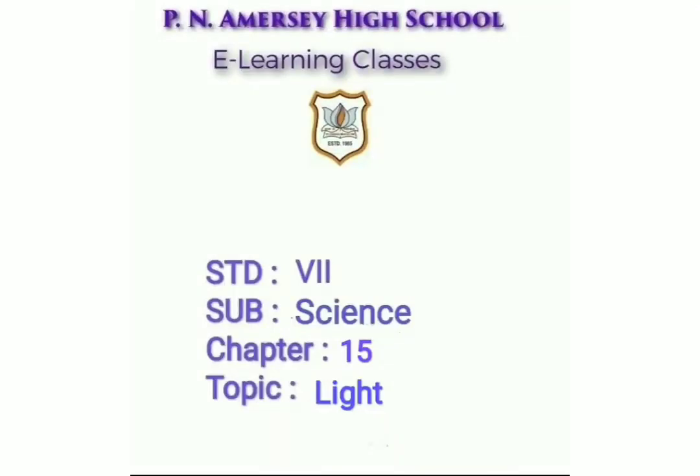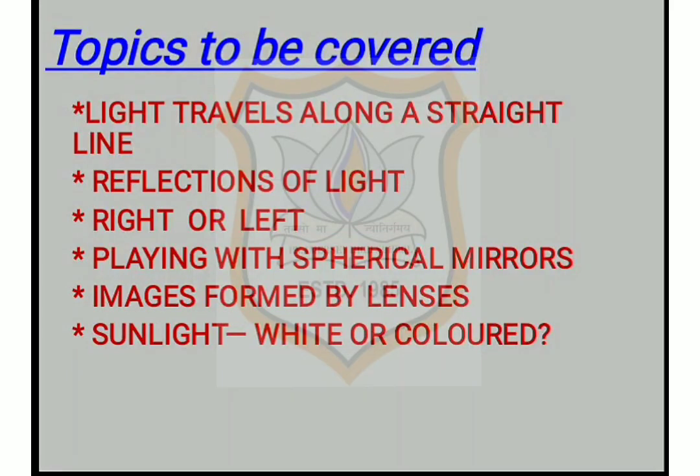Hello students, today we are going to start chapter 15 of science of class 7, that is Light. Topics to be covered in this chapter are light travels along a straight line, reflection of light, right or left, playing with spherical mirrors, images formed by lenses, and sunlight, white or colored.